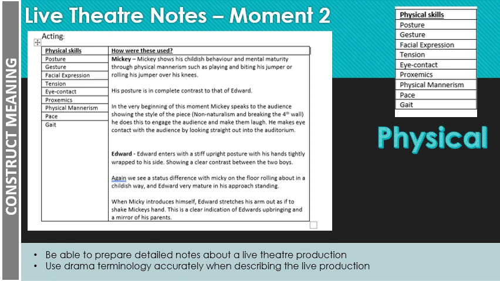In the very beginning of the moment, Mickey speaks to the audience, showing the style of the piece, which is non-naturalism and breaking the fourth wall. He does this to engage the audience and make them laugh. He makes eye contact with the audience by looking straight out into the auditorium. Edward enters with a stiff, upright posture. His hands tightly wrapped to his side, showing a clear contrast between the two boys.